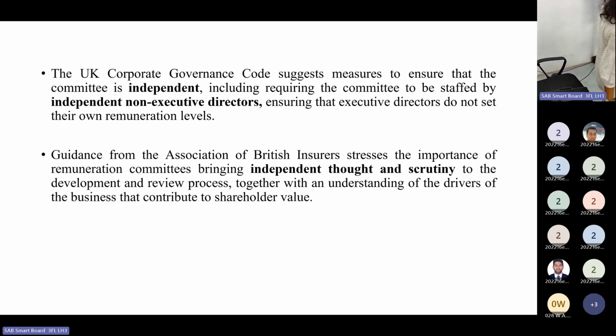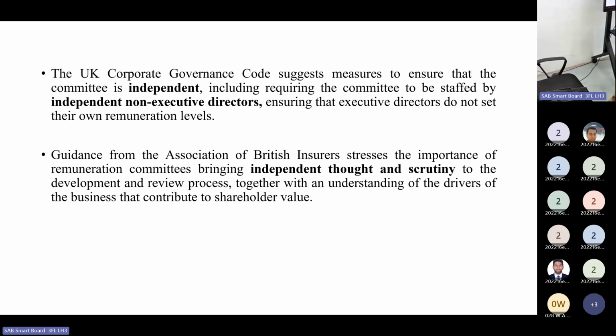The UK Corporate Governance Code suggests measures to ensure that the committee is independent, including requiring the committee to be staffed by independent non-executives. Guidance from the Association of British Insurers stresses the importance of the remuneration committee bringing independent thought and scrutiny to the development and review process, together with understanding of the drivers of the business that contribute to shareholder value.